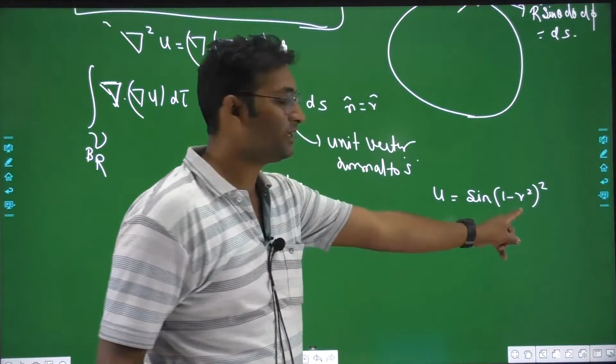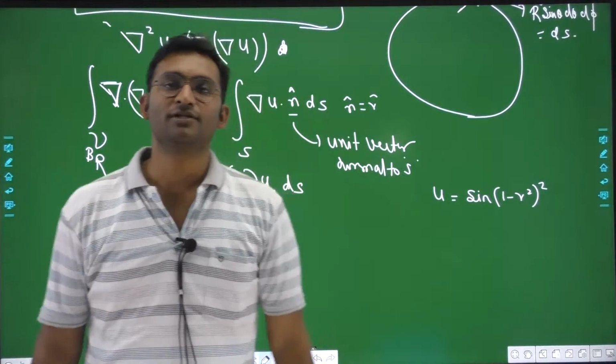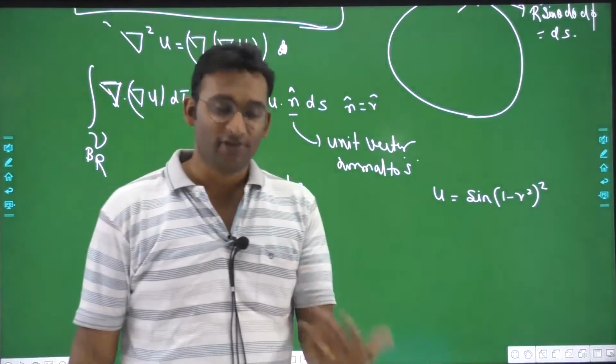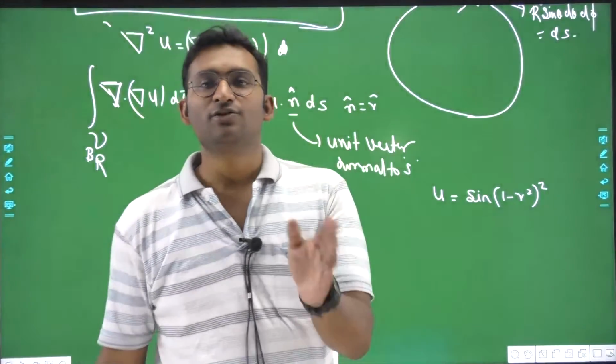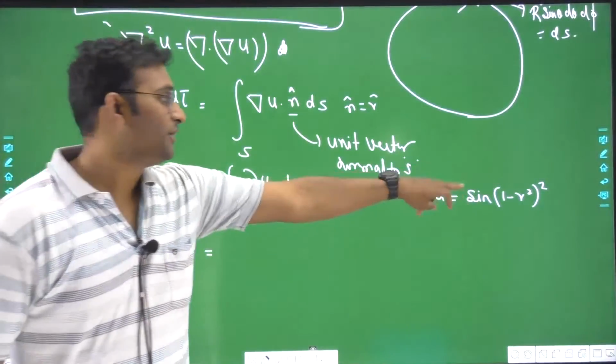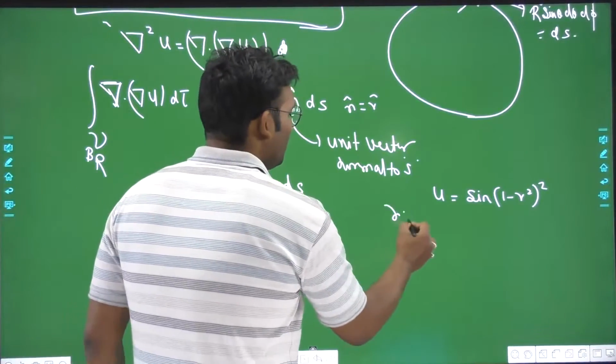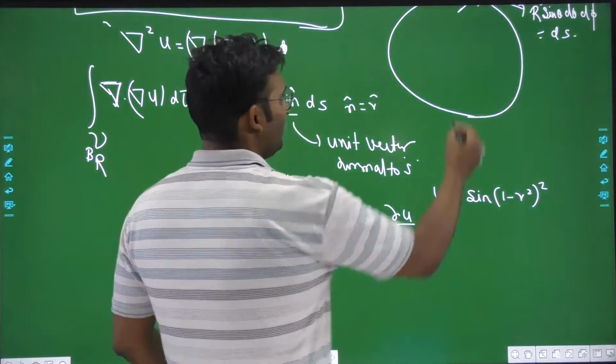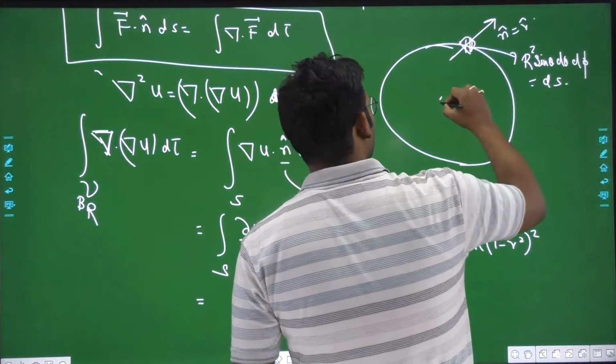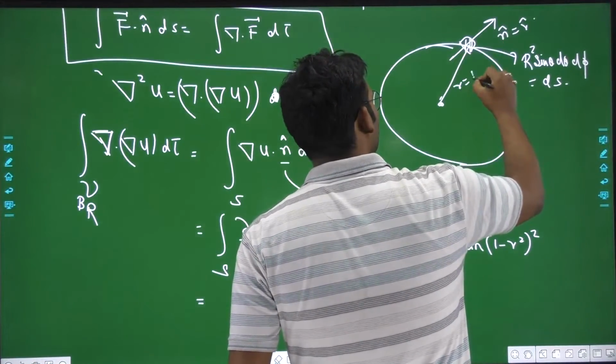Now you are asking how r square came. Since you have a spherical symmetry to the problem, instead of x square plus y square plus z square, I'm substituting a polar coordinate, that is r. Okay, and at this particular patch, your r is equal to capital R.